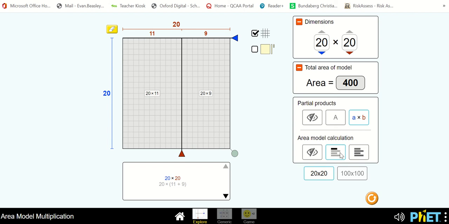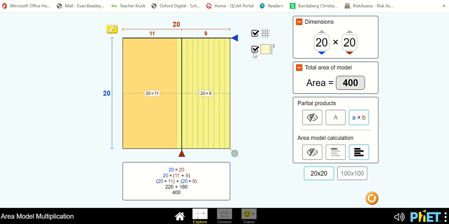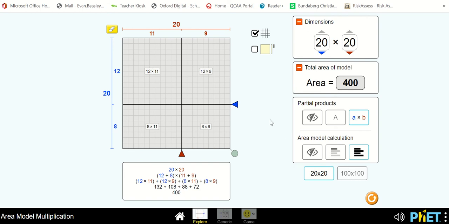Now I can show you some solving with that, can I? So what we're saying is, well, this equals 20 times 11 plus 9. Well, that's 11. We can always put the answers in too. Let's have a look. So 20 times 11 is 220, and 20 times 9 is 180. So we can just now say 220 plus 180 equals 400. So that's the distributive law with one set of brackets. Let's see if I can play with this a little bit more and get two sets of brackets.